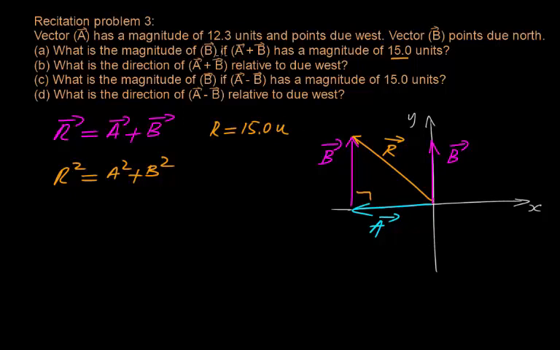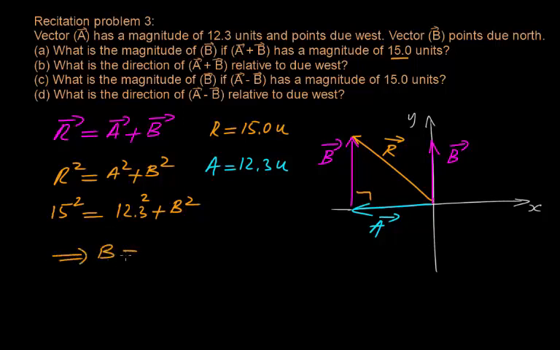The magnitude of A is also given to us, 12.3 units. A equals 12.3 units. If you know A and R, you should be able to solve for B by just substituting. Here is 15 squared equals 12.3 squared plus B squared. Here we are. We can easily solve for B. After you plug the information into your calculator and solve for B, you get B equals 8.6 units.